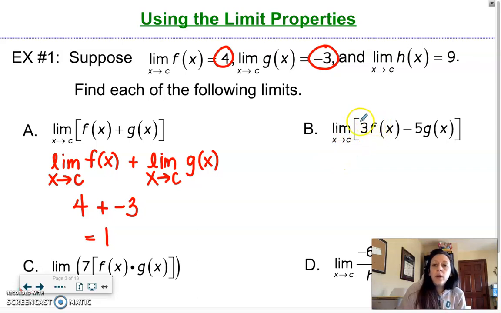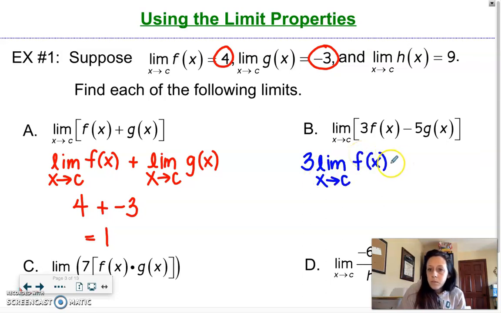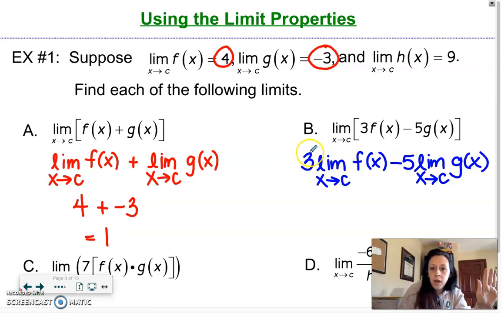in the front. So I'm going to separate this like I did in example A, but I'm also going to bring the constants to the front. So I would write it as 3 times the limit as x approaches c of f of x minus 5 times the limit as x approaches c of g of x. So when I answer these questions, the 3 is just going to be kind of on the outside for now.